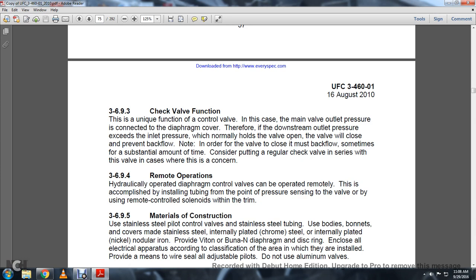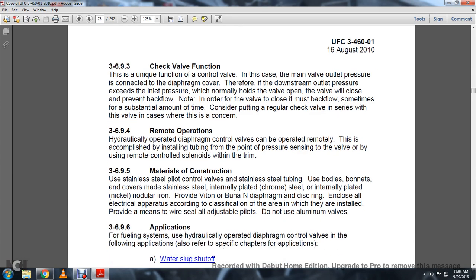3694 The hydraulically operated diaphragm control valve can be operated remotely. This is accomplished by installing tubing at the point of the pressure sensing of this valve and then using the remote control solenoids of the trim.